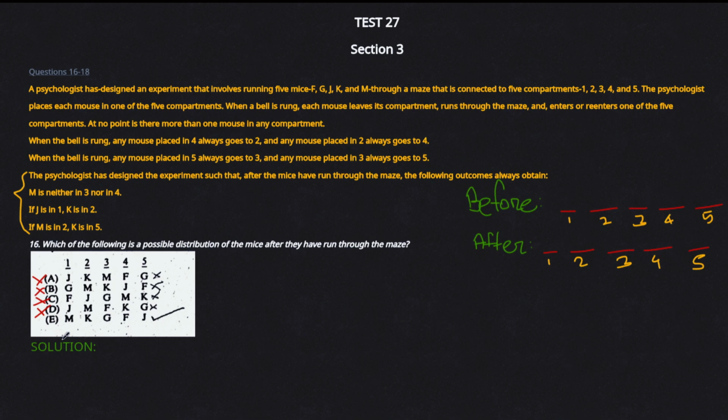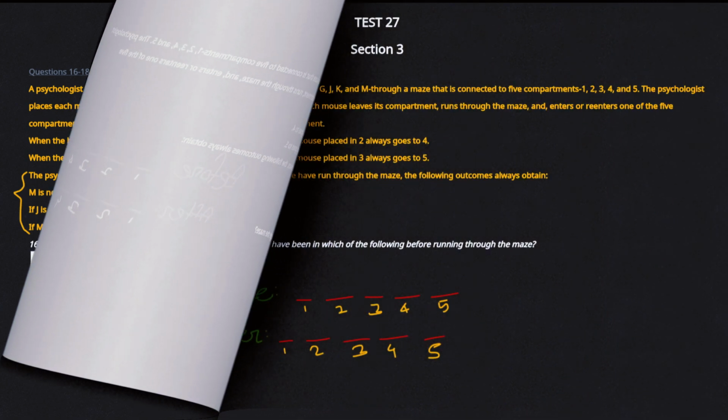But then again, let's just go over it. M is neither in number 3 nor in number 4. M is at number 1, so that checks out. If J is in number 1, K is in number 2. J is not at number 1, so we don't have to worry about this one. If M is in number 2, K is in number 5. M is not in number 2, so that condition doesn't apply either. So we only need to worry about the first one, and it completely matches that criteria. So E is the correct answer. On to the next one.